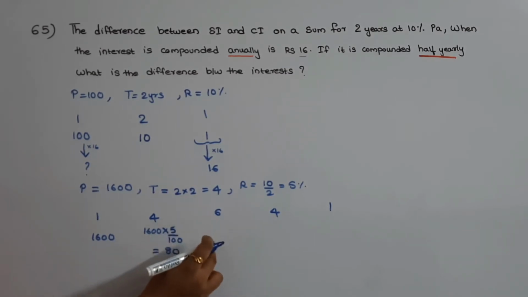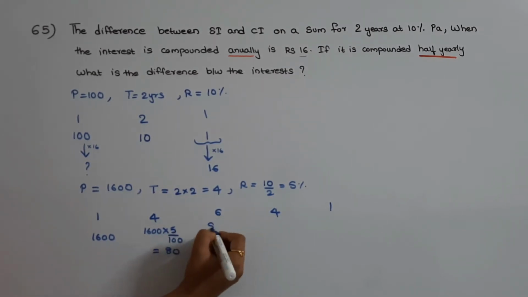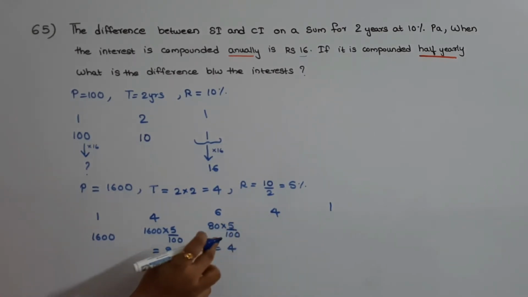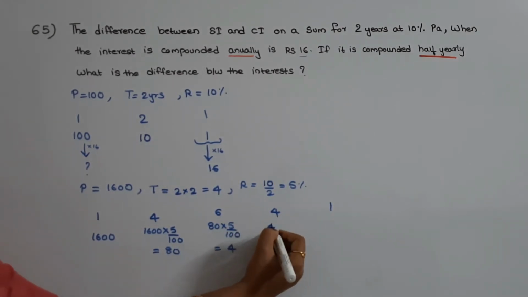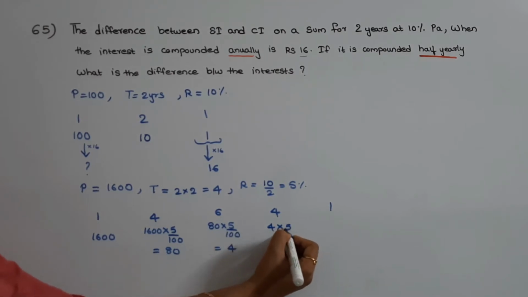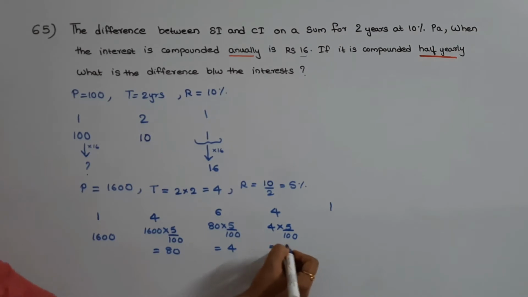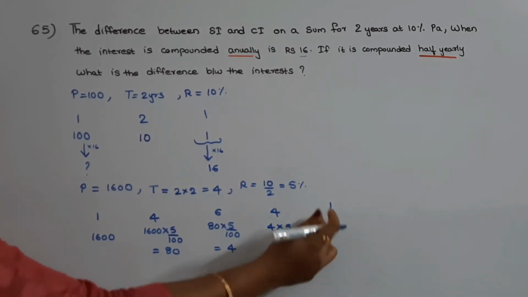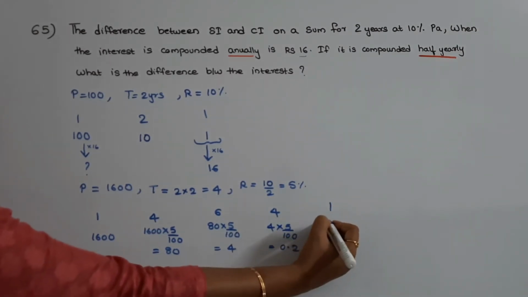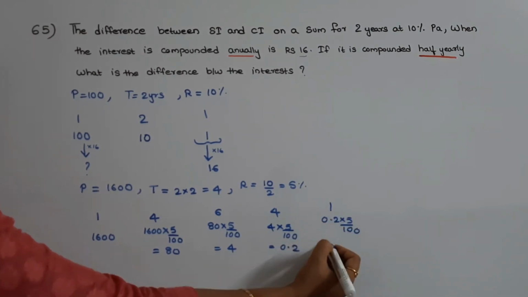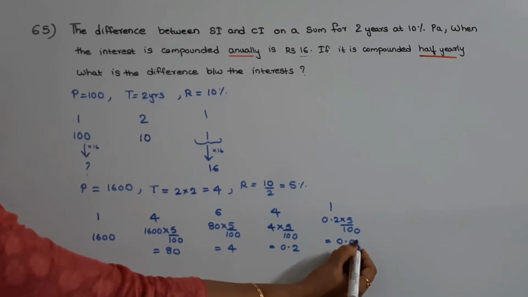Now below this 6 we need to write this 80 into R by 100. That is 80 into 5 by 100. That will be equal to 4. Now below this 4 we need to write this 4 into R by 100. That is 5 by 100. That will be equal to 0.2. Now below this 1, this 0.2 into 5 by 100 will be equal to 0.01.